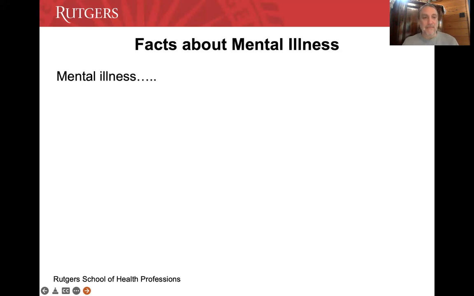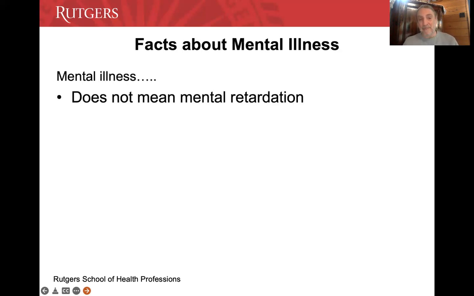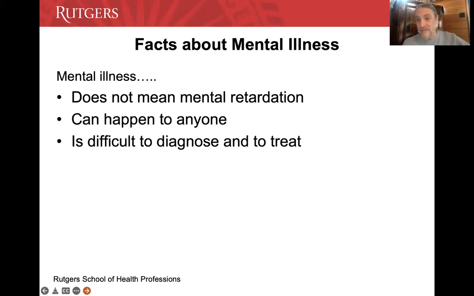So some of the facts about mental illness: it does not mean what we used to call mental retardation, now called intellectual disability. It can happen to anyone, regardless of intelligence, background, whatever. It is difficult to diagnose and to treat. That's part of the reason for the severe stigma around mental illness.